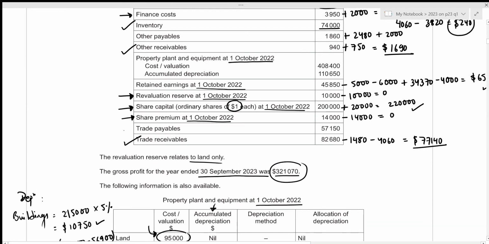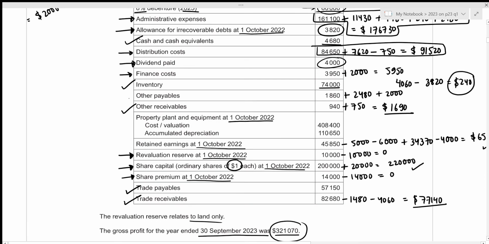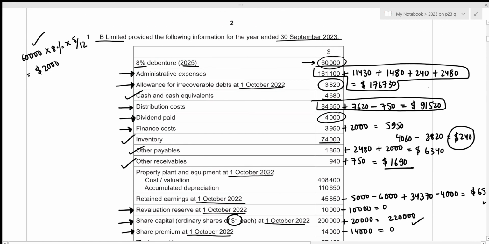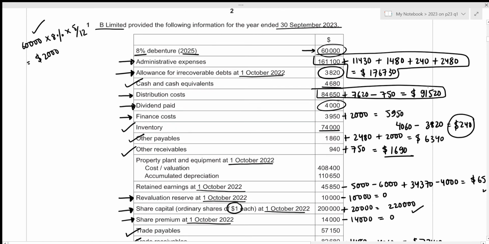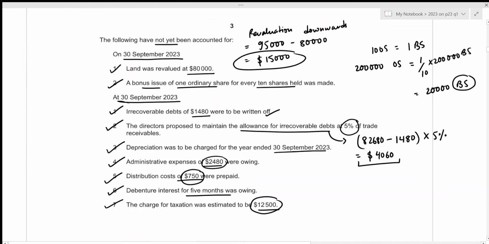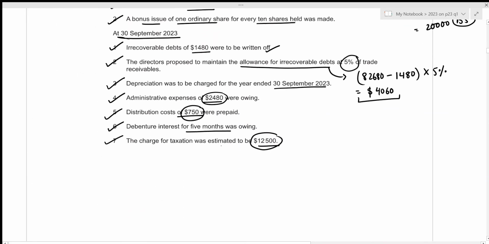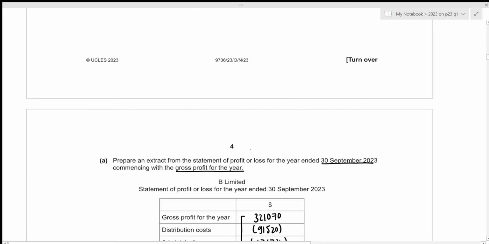Okay, so our current liability will include the trade payables at 57,150. Then we have other payables of 1,860 plus 2,480 plus 2,000, which results in 6,340. Then we have, what else do we have? Oh, taxation, because taxation was just estimated and we are yet to pay this amount. So this needs to be included as part of our liability as provision for taxation. Let's write it down.